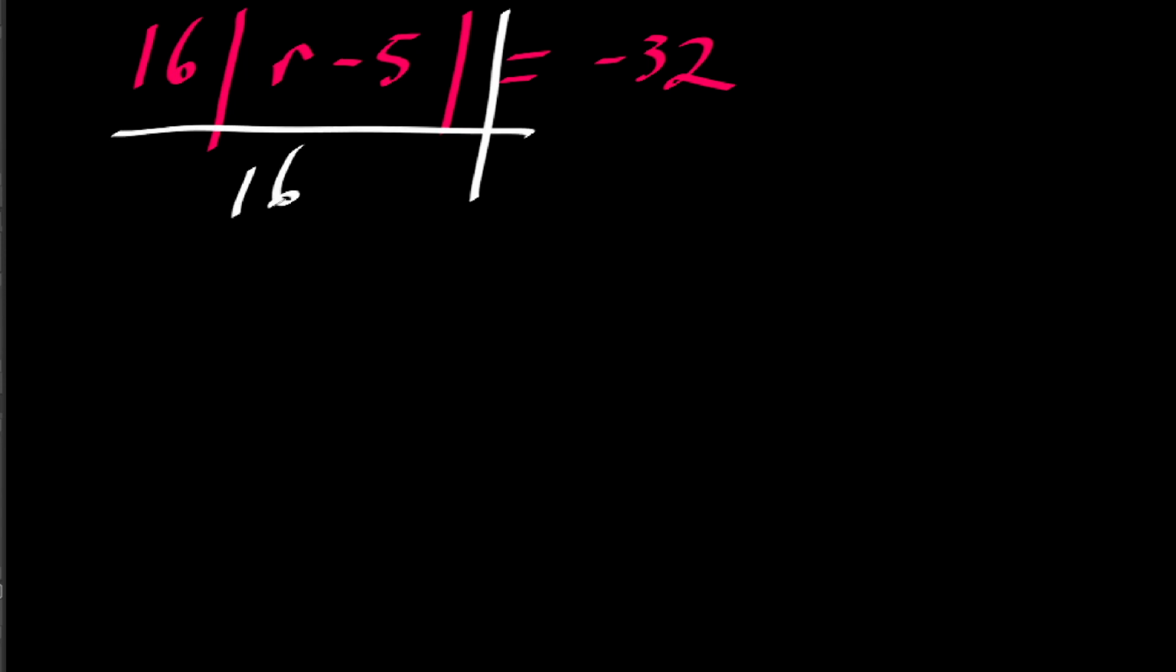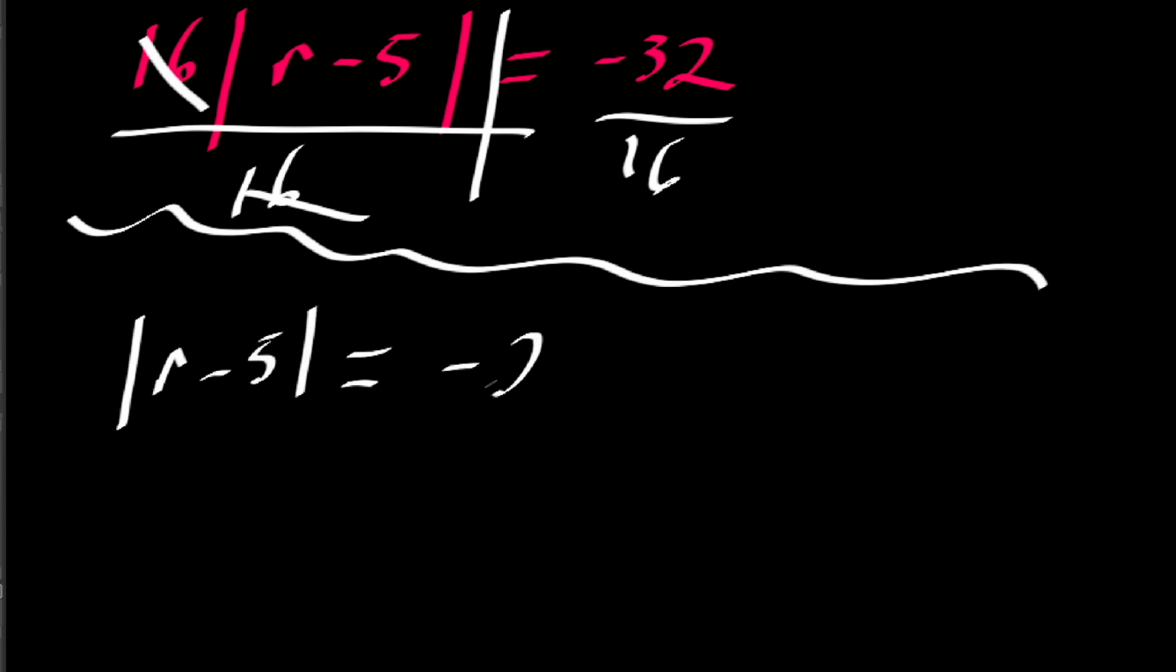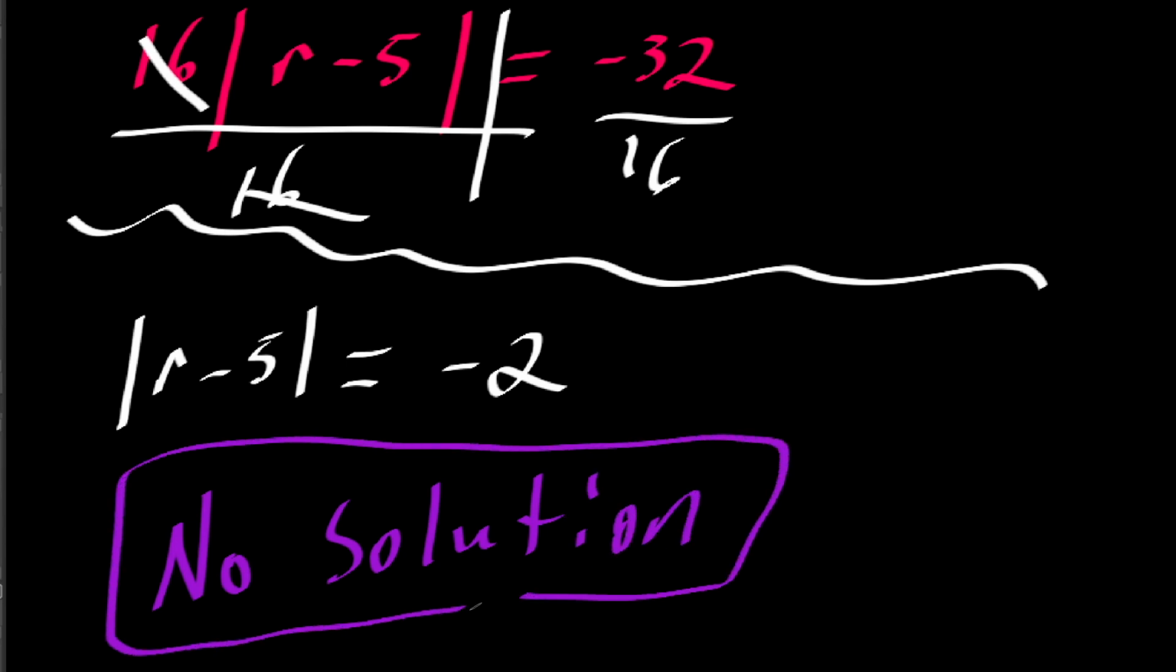You divide. You'd be exactly right. So now, here's what I have. I have the absolute value of r minus 5 equal to negative 2. Now, you can work through this problem, but here's what you would find out. This is no solution. And I'm going to tell you why. An absolute value that is isolated, it's not possible that that is equal to a negative.